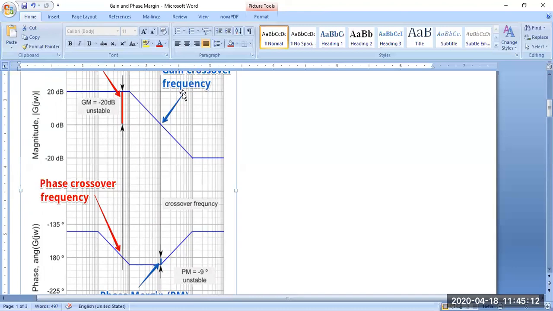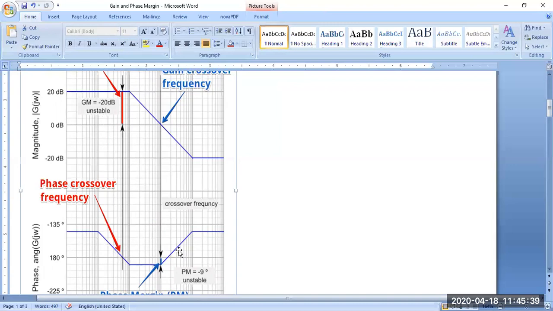Omega GC greater than omega PC, system is unstable. Omega GC less than omega PC, system is stable. Omega GC equal to omega PC, system is marginally stable.